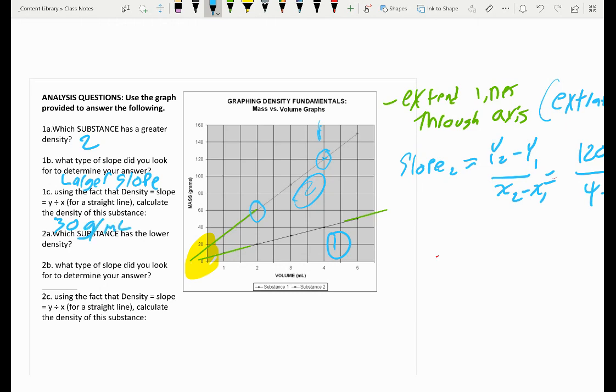Again, when you do this on a quiz or test, show your work. Make it pretty, make it obvious what you did. That way, if you make any mistakes, you've got a little bit of an insurance policy. Okay, so then obviously the number 1 has the lower density because it's a smaller slope.